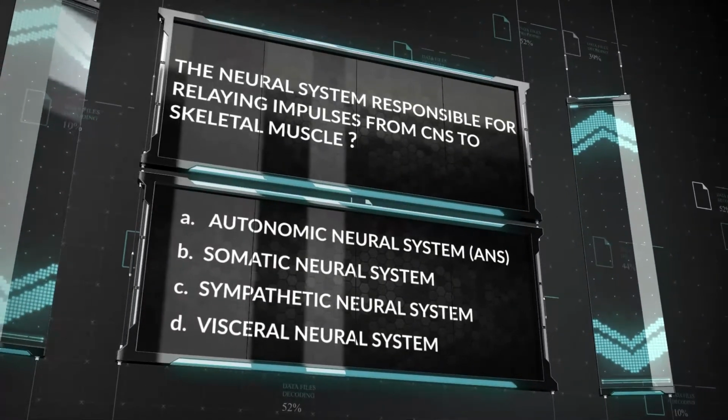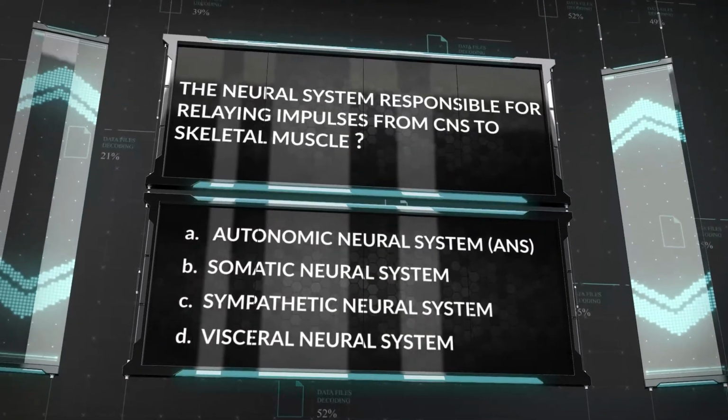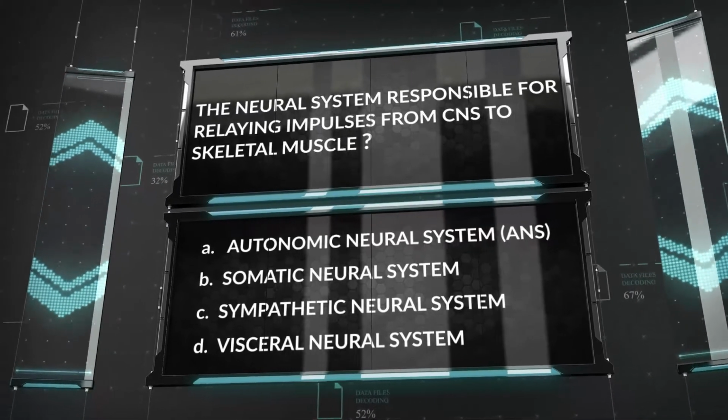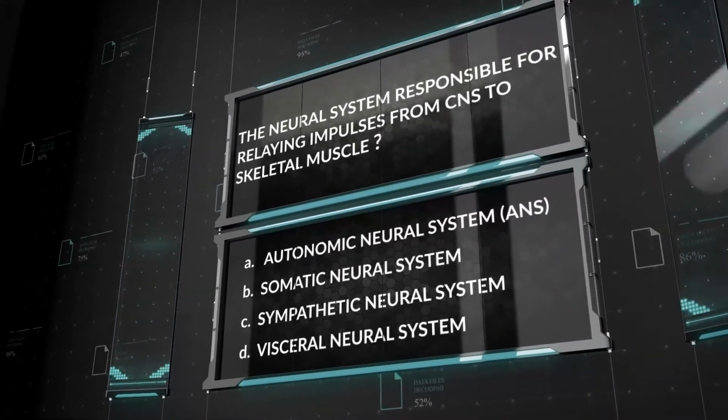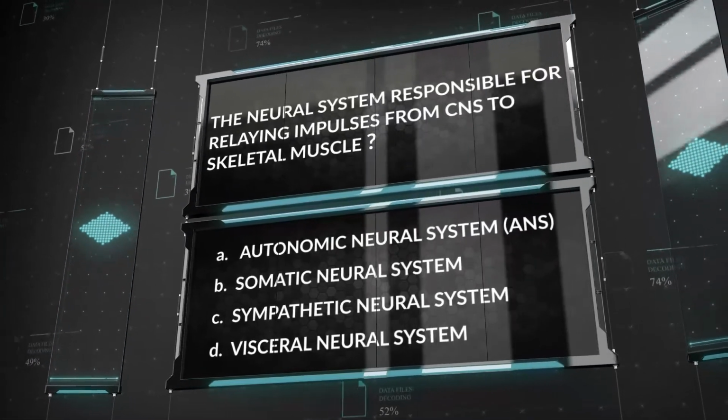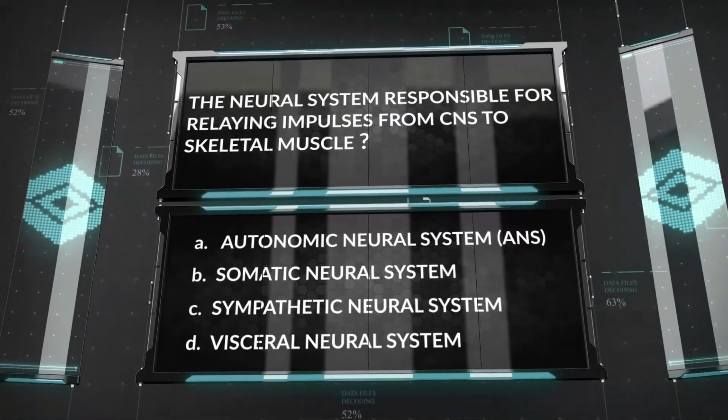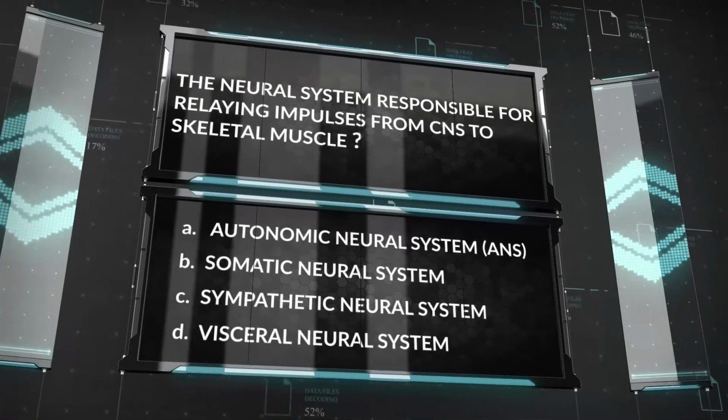Question number 5. The neural system responsible for relaying impulses from the CNS to skeletal muscle. Option A, autonomic neural system, ANS. Option B, somatic neural system. Option C, sympathetic neural system. Option D, visceral neural system.